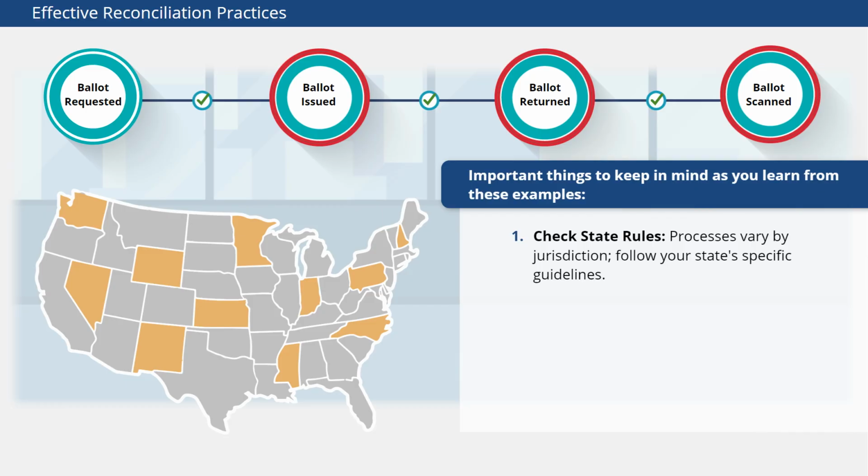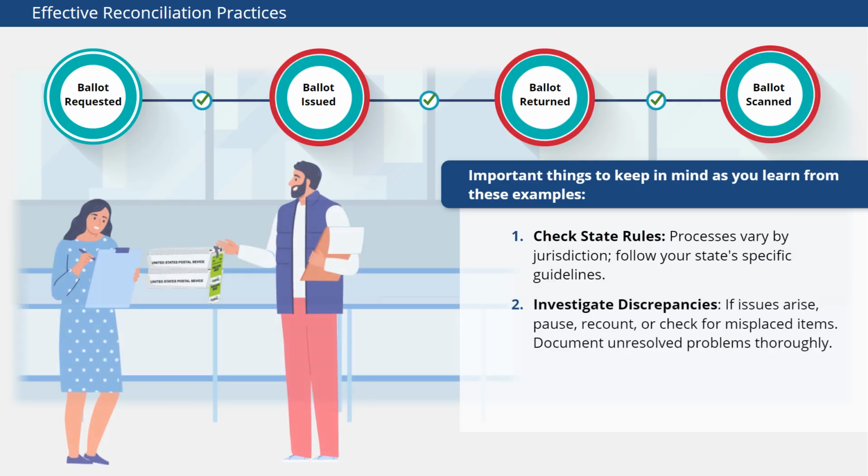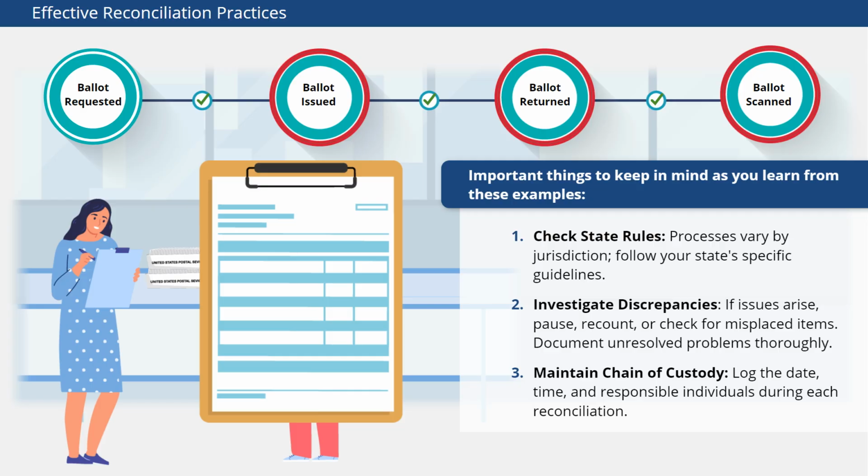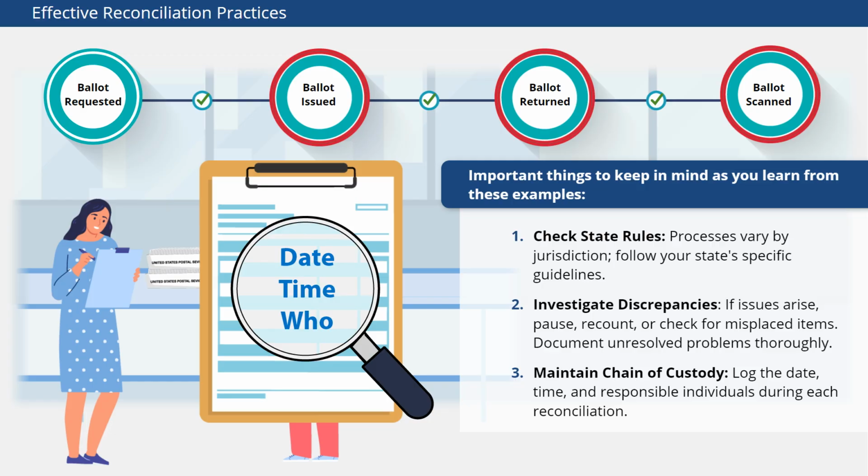There are a few important things to keep in mind as you learn from these examples. First, the details and specific processes may vary in your jurisdiction, depending on the rules of your state. Second, if you find a discrepancy during the process of reconciliation, stop and investigate the problem. To do so, it might be necessary to recount the materials or check to make sure none were misplaced or misfiled. If you cannot correct the problem, make sure to document what happened. And third, to maintain a thorough chain of custody, be sure to record the date, time, and who is performing reconciliation each time it occurs.